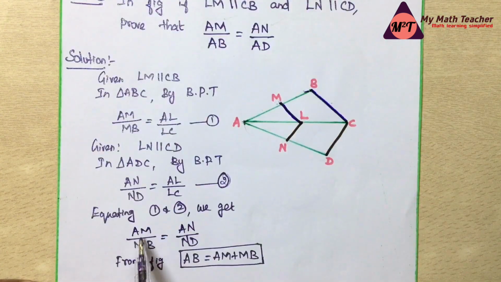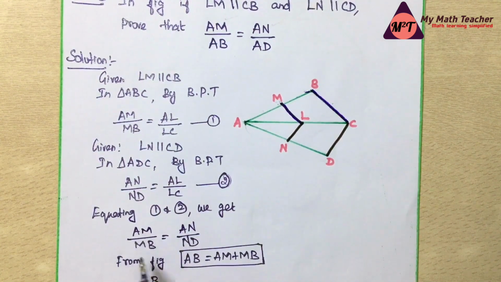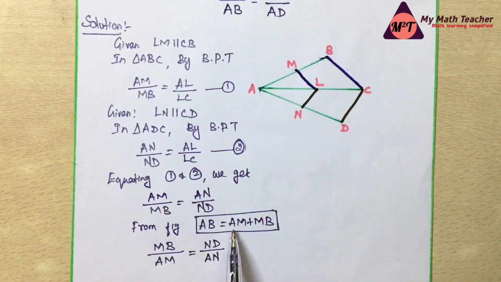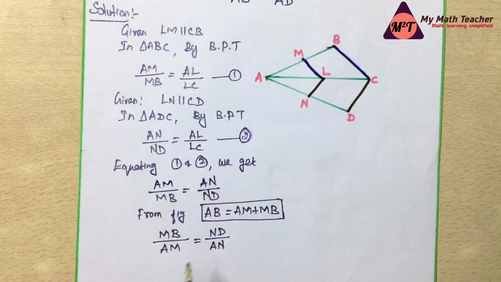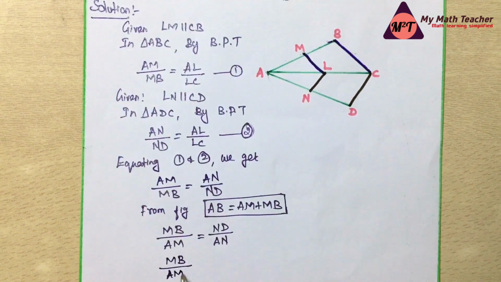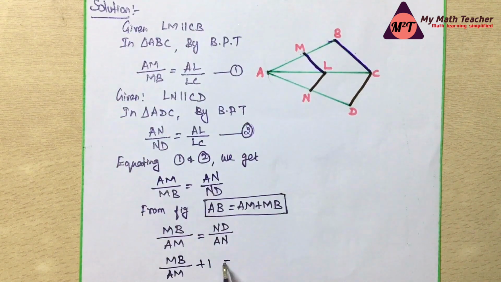Now coming back to the equation AM by MB, I am writing the reciprocal. I'll explain why we are doing this step later. Just write the reciprocal, that is MB divided by AM is equal to, when you are doing something on the left side, the same will be done on the right side also, that is ND divided by AN. Now here we need to get AM plus MB. So for that we are going to add 1 on both sides. MB by AM plus 1, the same we'll be doing on the right side as well, ND by AN plus 1.